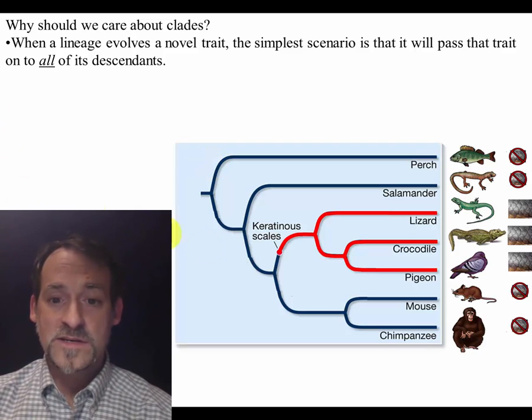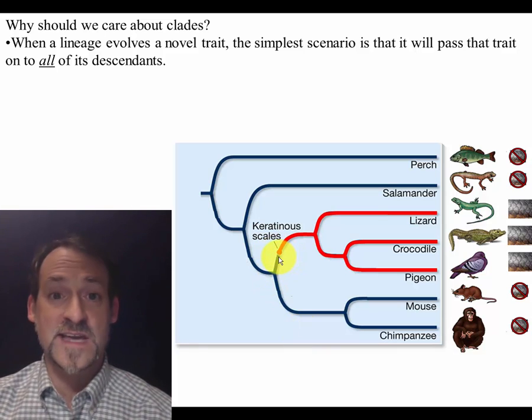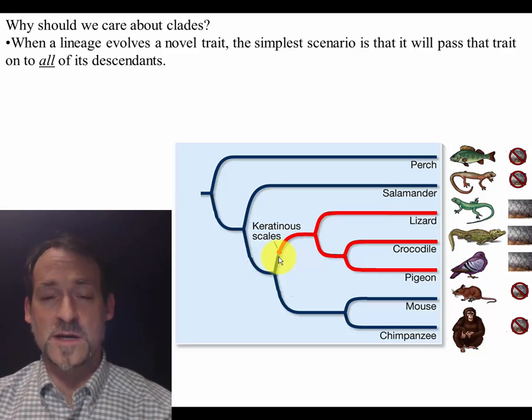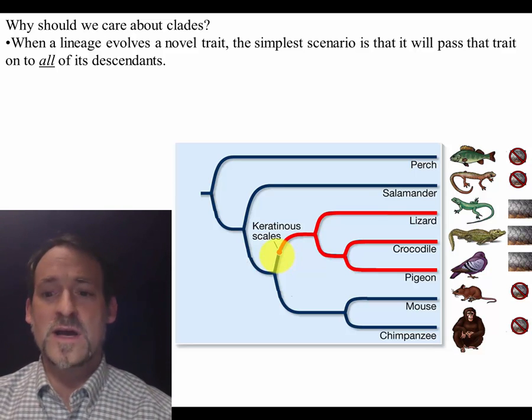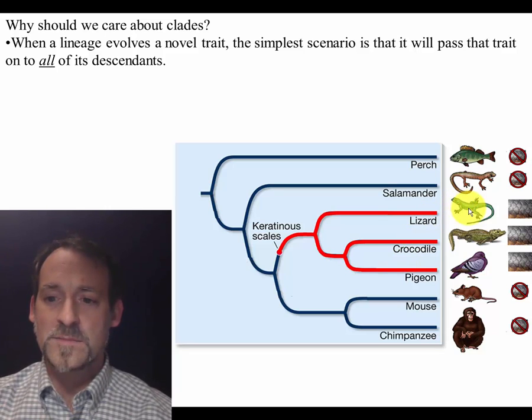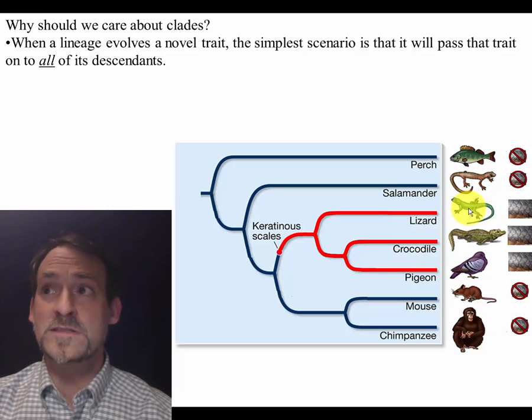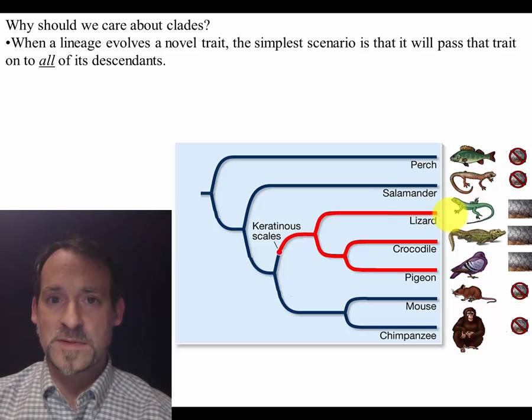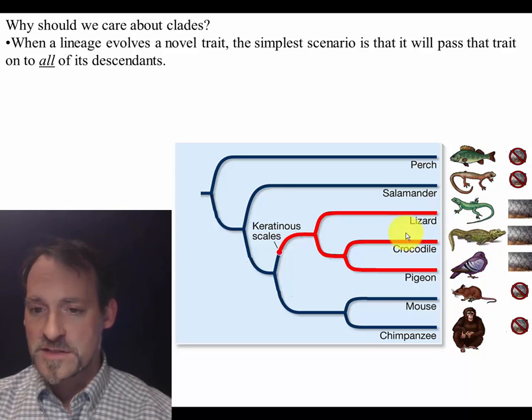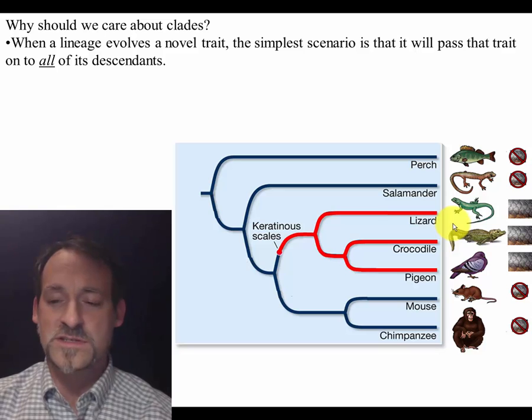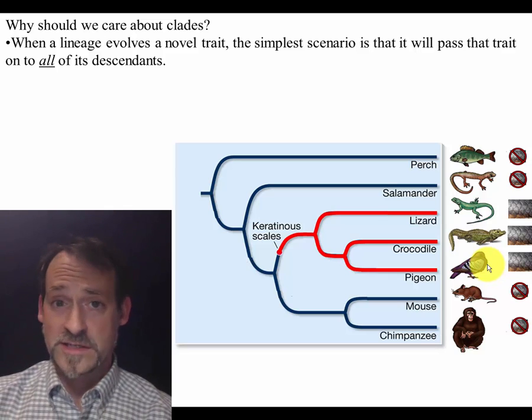So for example, here's a phylogeny of the vertebrates. What's shown here is the evolution of keratinous scales. Keratin is the protein that makes up your fingernails and your hair, but the reptiles have scales on their epidermis that is made of keratin. That includes lizards, it includes some things that aren't shown here like snakes and tortoises and turtles. It also includes the crocodilians and their close relatives, the birds. If you didn't know that birds were really most closely related to crocodiles, well, that's a newsflash for you.